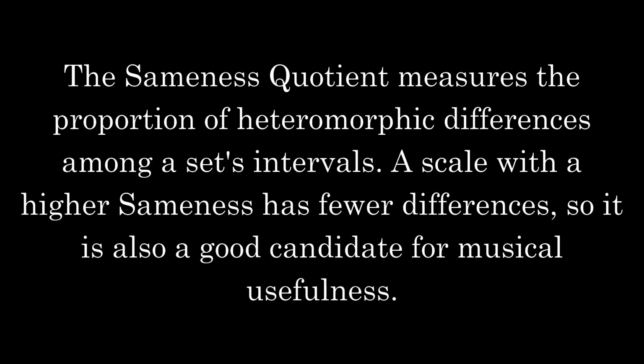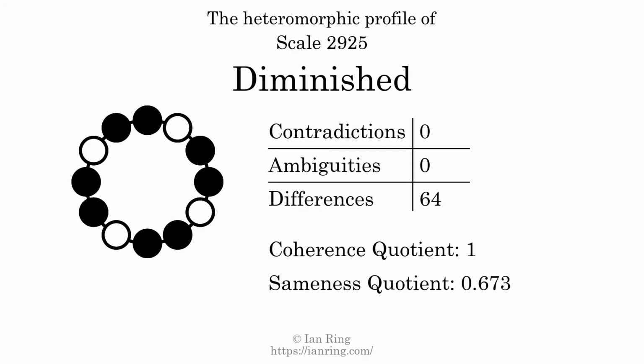The sameness quotient measures the proportion of heteromorphic differences among a set's intervals. A scale with a higher sameness has fewer differences, so it is also a good candidate for musical usefulness. The sameness quotient is 0.673.